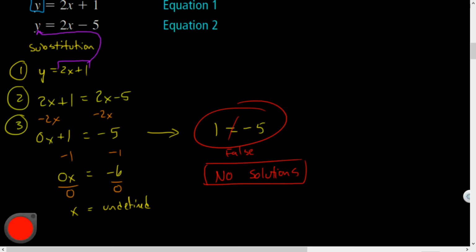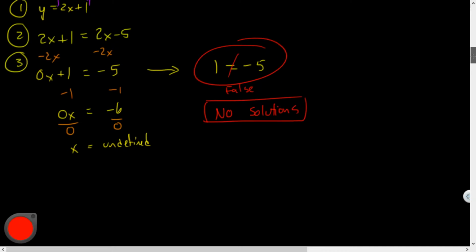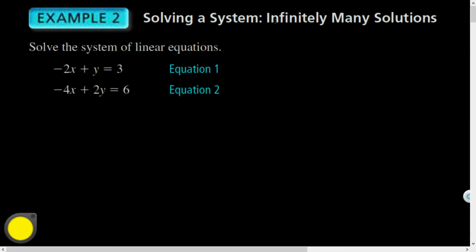All right, let's take a look at this next example. Example 2, conveniently, aptly. We're going to solve a system with infinitely many solutions. Spoiler alert, infinitely many solutions. We even looked at a graph of this problem real quick, and you saw that these represented the same line. So graphically, that's what happens.